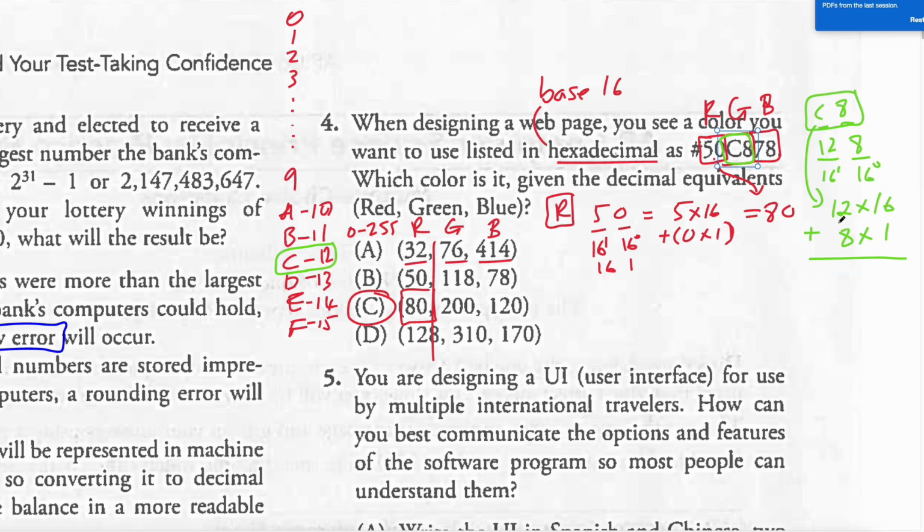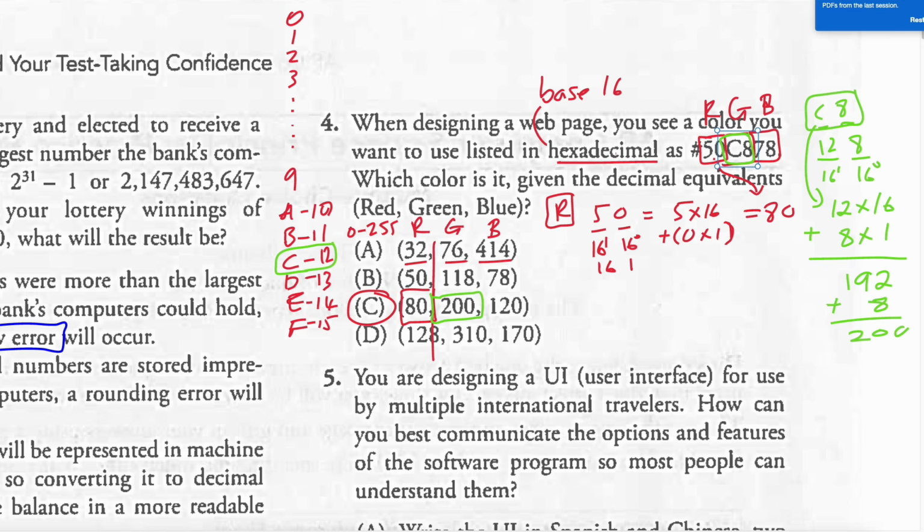So when you do the math here, 12 times 16, well, 10 16s are going to be 160 plus 2 more. Well, 2 more is 32. So 160 plus 32 is 192. And then 8 times 1 is 8. So when you add them up, you get 200. So the 200 here matches.